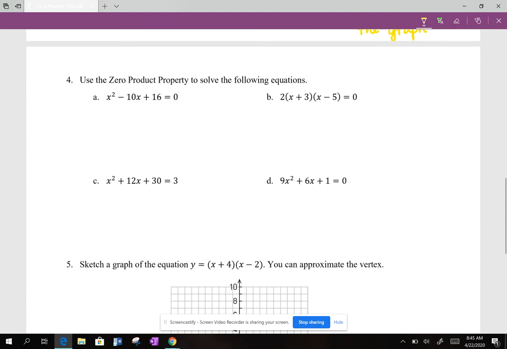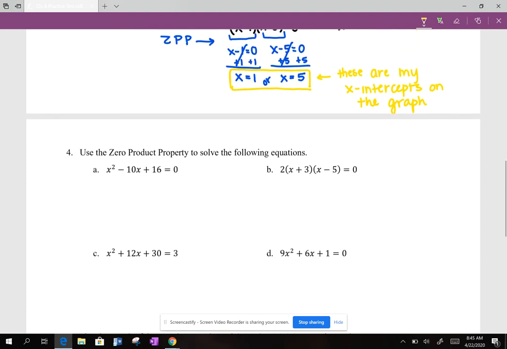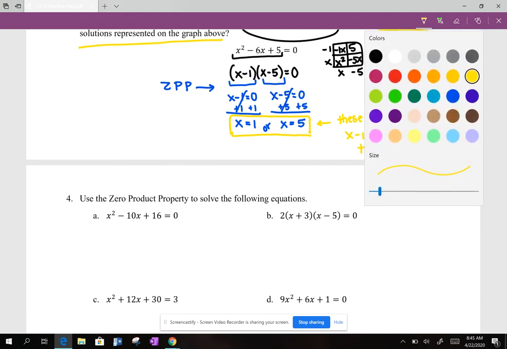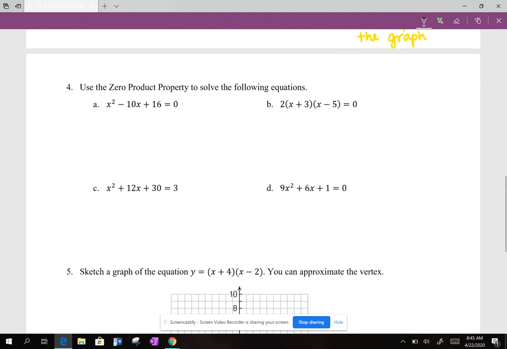Number 4, use the zero product property to solve the following equations. So following what we did up here, we need to factor first, and then we need to set each factor equal to 0 and solve for x. So let's do it.